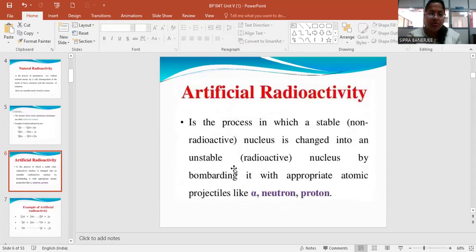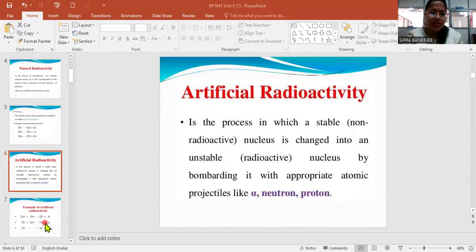Now coming to artificial radioactivity. This is a process in which a stable or non-radioactive nucleus is changed into an unstable radioactive nucleus by bombarding it with appropriate atomic projectiles like alpha particles, neutrons, and protons. That means a natural process which would show a different radioactive molecule is handled through different external means which are bombarded, and as a result it will show radioactivity. This is artificially formed radioactivity with alpha particles, neutrons or protons. Okay.